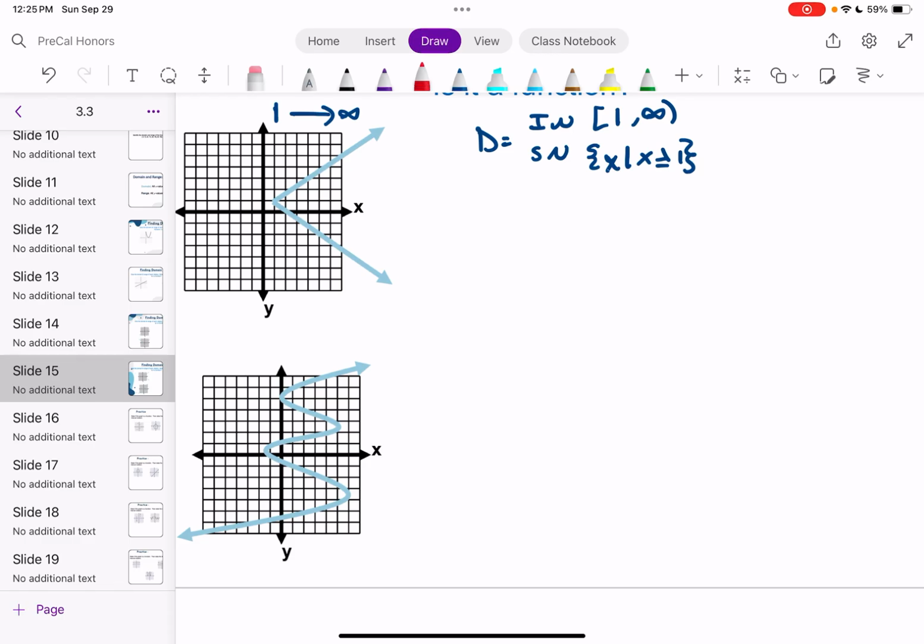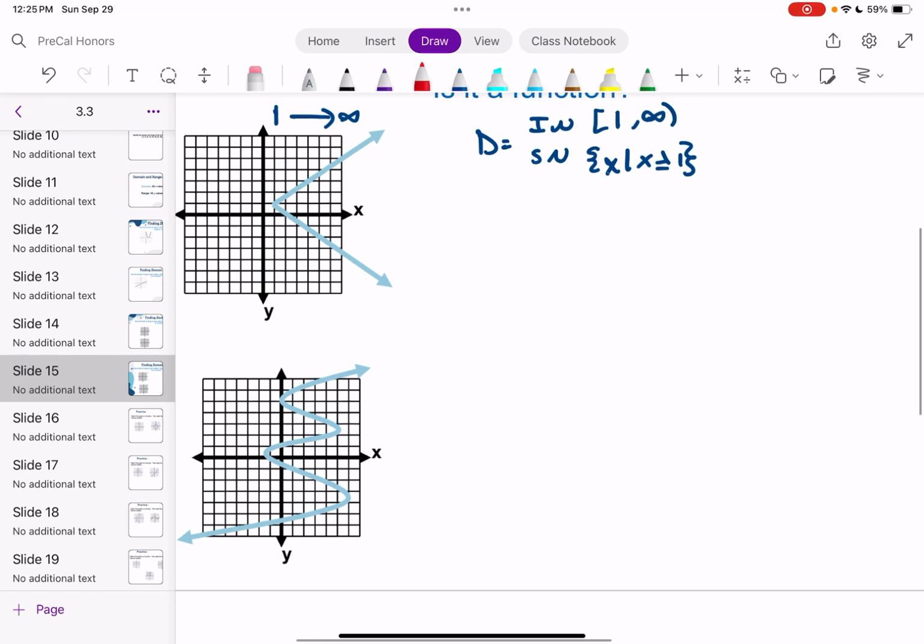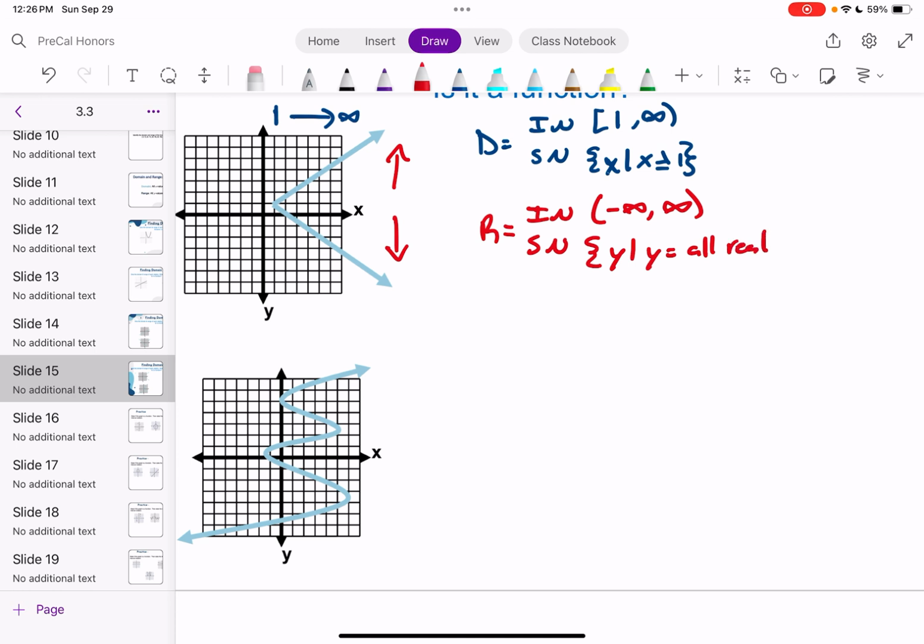Let's go ahead and take a look at the range. In the case of the range, we are going from negative infinity to positive infinity. So in interval notation, this would be described as negative infinity to positive infinity with parentheses around each one. In set notation, we would have y such that y is equal to all real numbers.